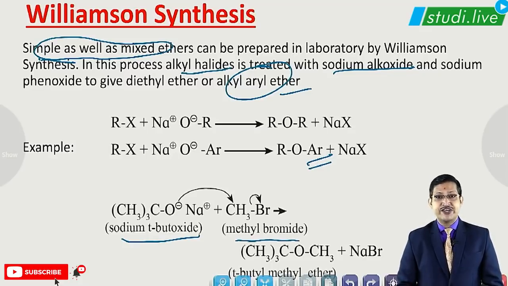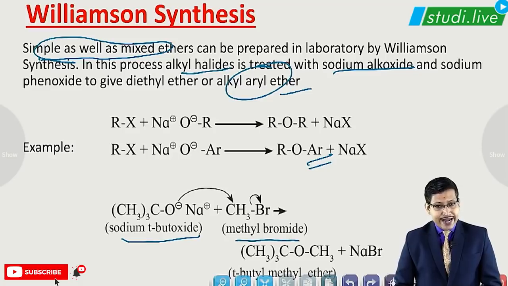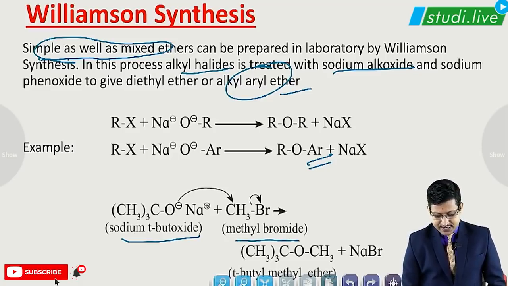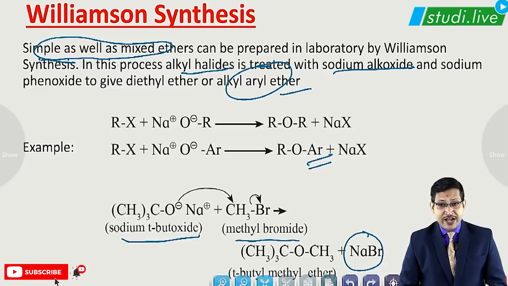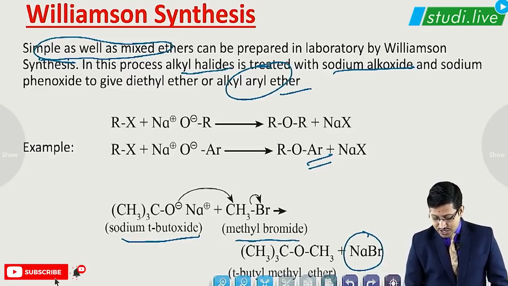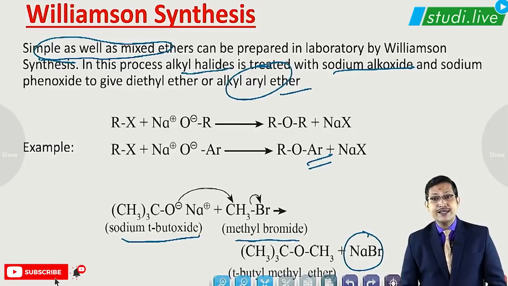Now here something very interesting and very important. Na plus, you can see here, this is Na plus here. This Na plus will combine with Br. Now when Na is combining with Br, what is the product? You will get NaBr, and what is the final product here is tert butyl methyl ether.